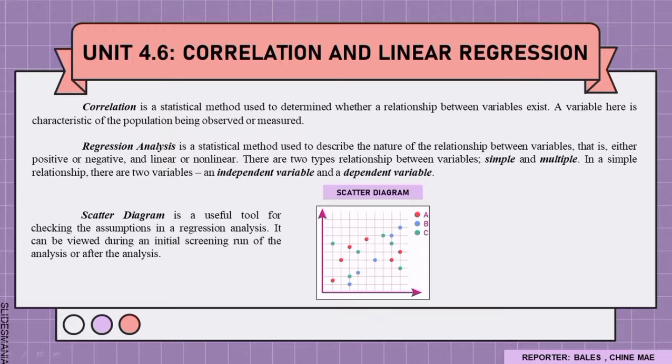There are two types of relationship between variables: simple and multiple. In a simple relationship, there are two variables, an independent variable and a dependent variable. A scatter diagram is a useful tool for checking the assumptions in a regression analysis. It can be viewed during an initial screening run of the analysis or after the analysis.